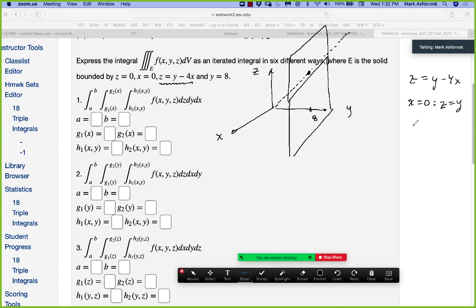Okay, likewise, I could do y equals 0 and I get the line z equals, oh, did I do this wrong? Wait a sec. Y equals 0 is z equals negative 4x?